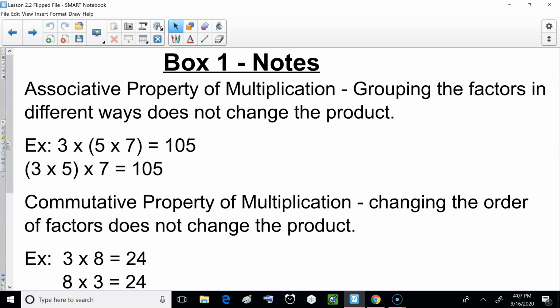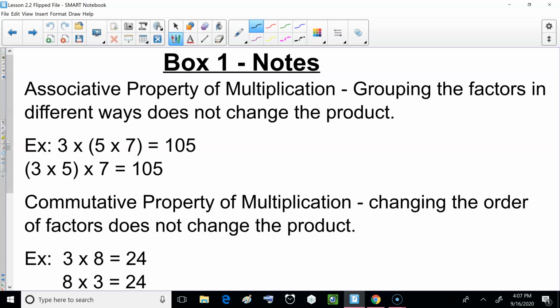We have some notes today of some terminology, some math vocabulary, as we build ourselves as strong mathematicians. We have the associative property of multiplication. What does that mean? Grouping the factors in different ways does not change the product. And product is the answer of a multiplication question.